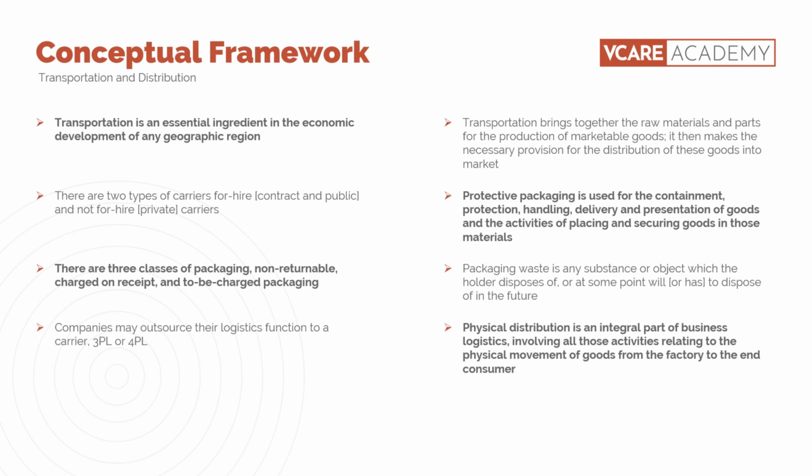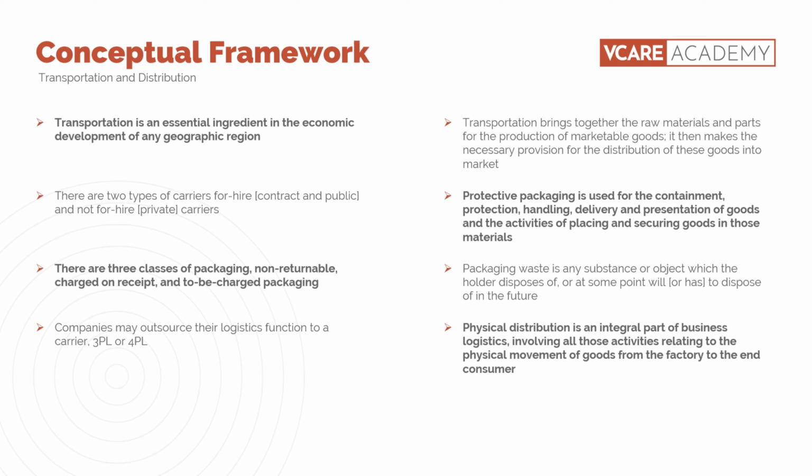Transportation is an essential ingredient in the economic development of any geographical region. Transportation brings together the raw materials and parts for the production of marketable goods. It then makes the necessary provision for the distribution of these goods to the market. Two types of carriers: for hire and not for hire. Protective packaging is used for the containment, protection, handling, delivery, and presentation of goods, and the activities of placing and securing goods in those materials.